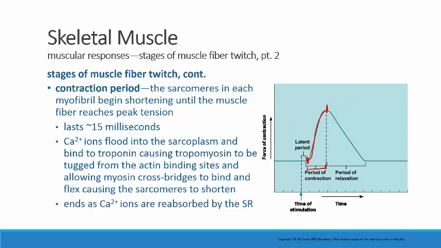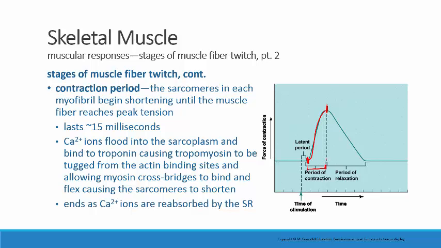into the sarcoplasm, and they're binding to troponin, and the troponin is changing shape, tucking tropomyosin away from the actin binding sites. This exposes those actin binding sites and allows the cross bridges to reach up, bind at the binding sites, and then do the power stroke, flex, which causes sarcomeres to shorten.